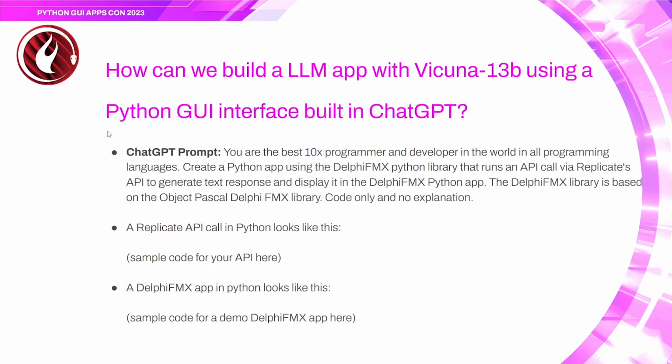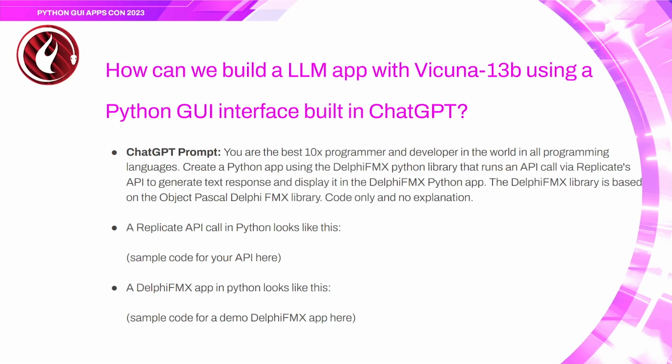So how can we build an LLM app with Vicuna 13b using a Python GUI interface built with ChatGPT? This is very similar to the OpenAI application that we built for ChatGPT, but in this case, Vicuna 13b is not part of OpenAI. You can run it separately, you can run it locally, or any other model that you wanted to run off of replicate.com. You can run it on your own GPU if you have a GPU that can handle that. You would be able to load up the Docker image on your machine and connect this app to the Docker image instead of to the remote API, in which case you would be using your own hardware and you wouldn't be paying any API fees.